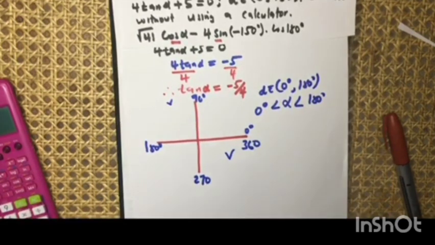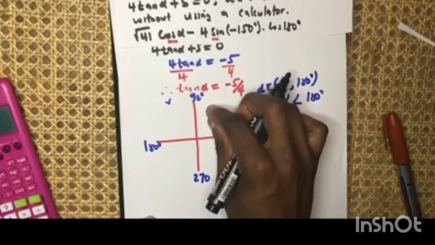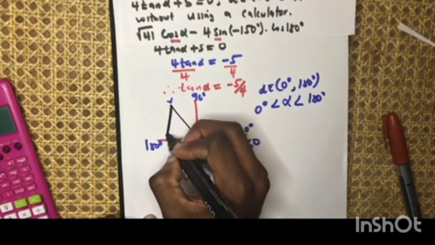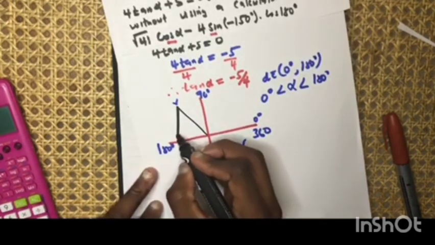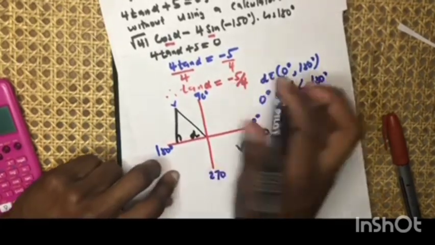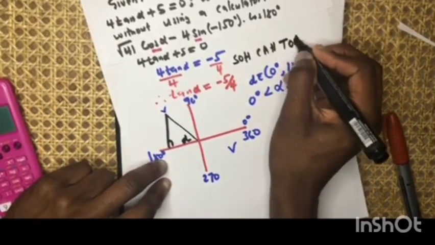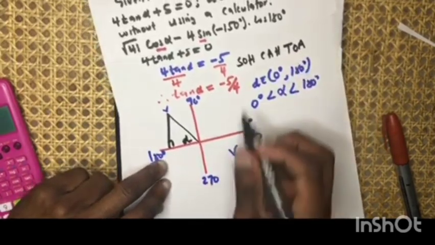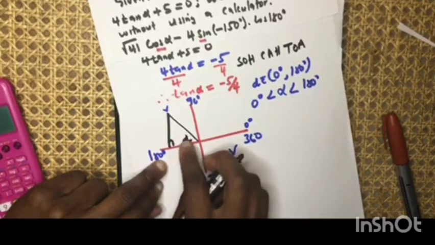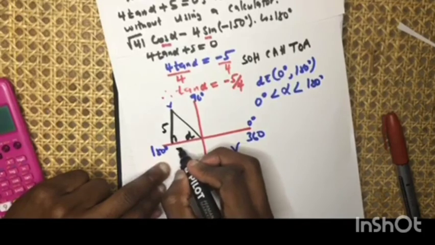So which means where we are going to draw our diagram, we are not here, guys. And we are not here because tan is positive in the first quadrant. So which means I'm going to draw my diagram in the second quadrant. So I'm going to have 90 here. I'm going to have alpha. Then tan, if I apply SOH CAH TOA, tan is opposite over adjacent. So your opposite in this case is 5. Your adjacent is minus 4.